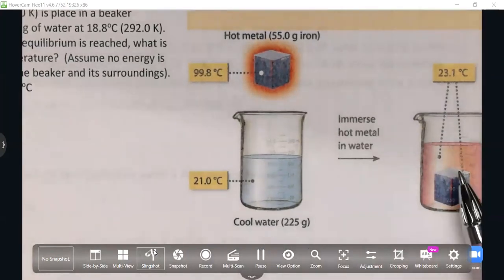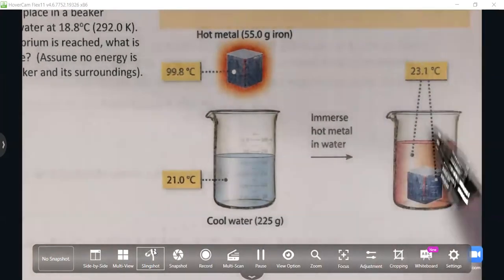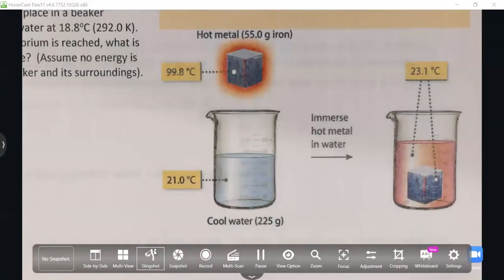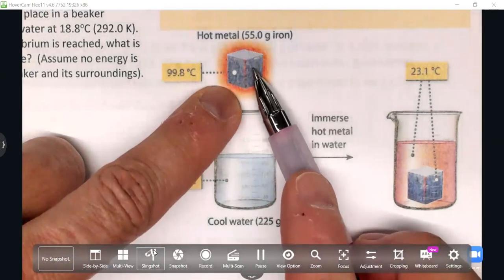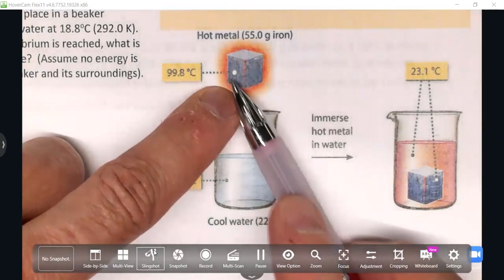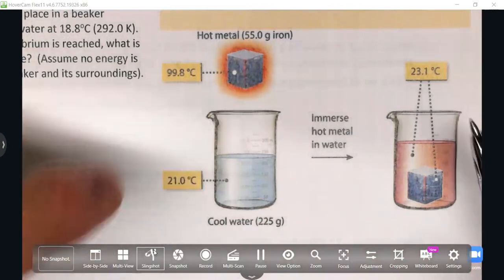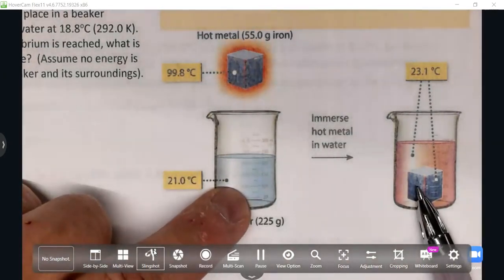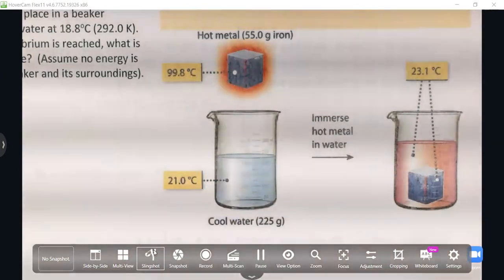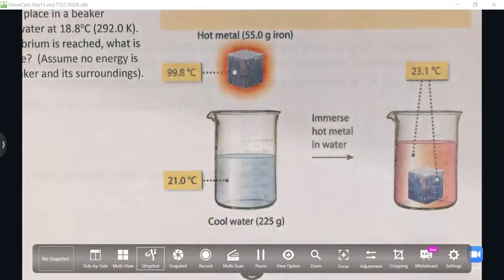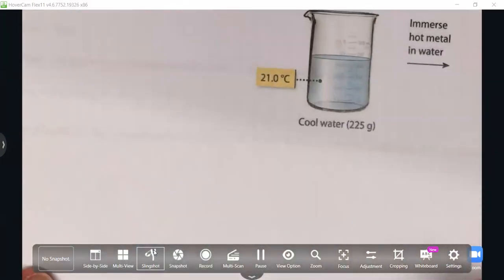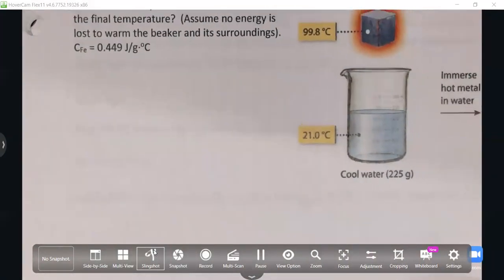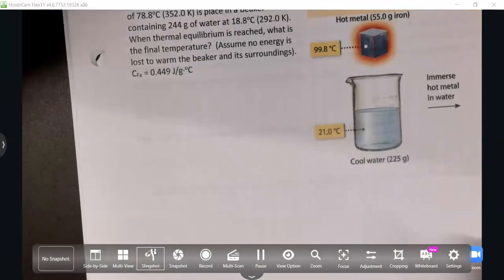Then it looks like the final temperature is 23.1. And that's going to be the final temperature of both, right? So we know that iron is going to lose heat energy because it goes from 99.8 down to 23.1. And we know the water is going to gain heat energy. Where's the water going to get the energy? From the heat of iron. So let's set this up. Now here's the key, and I'm going to put it in red. And you're going to see a way to do these problems.